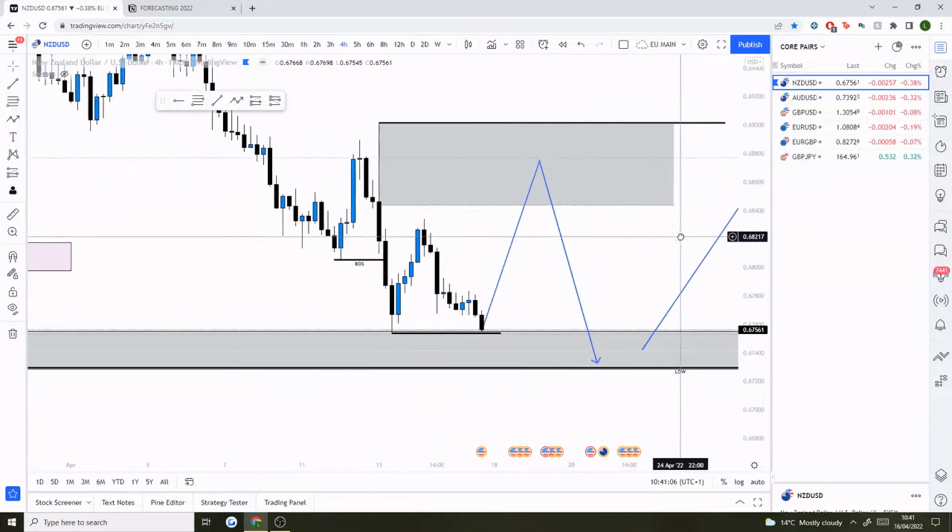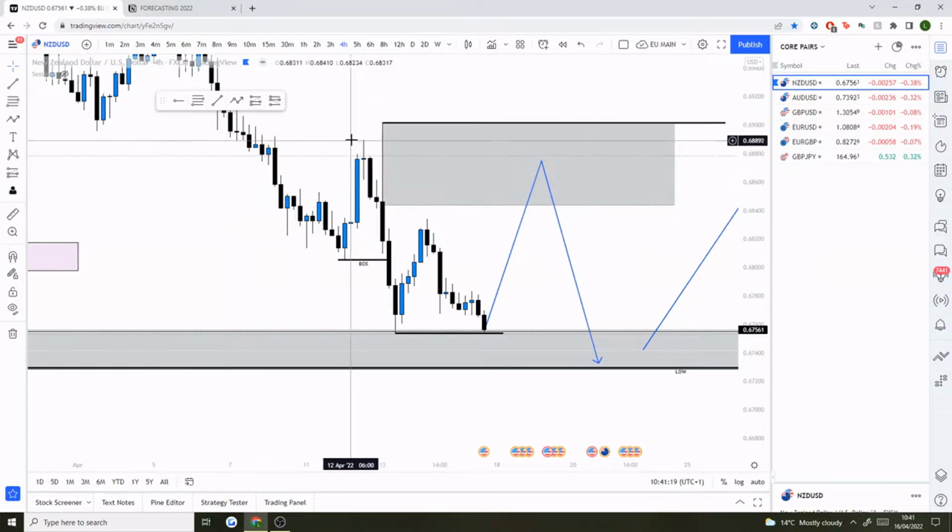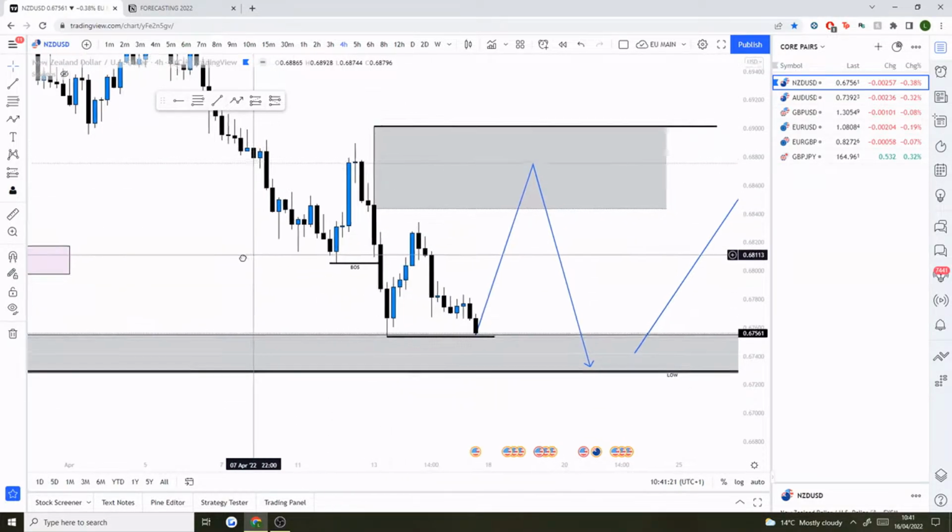So going into the start of the week, what I am anticipating is that we're going to have some type of reaction from this daily area. That will bring us up into this big wick here. Now this wick is the institutional supply, which has caused this break of structure here.